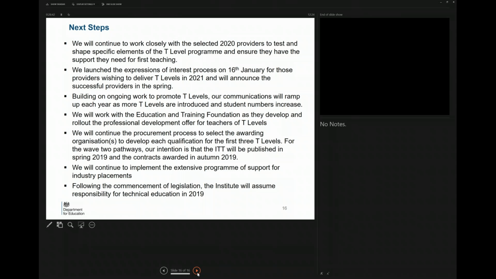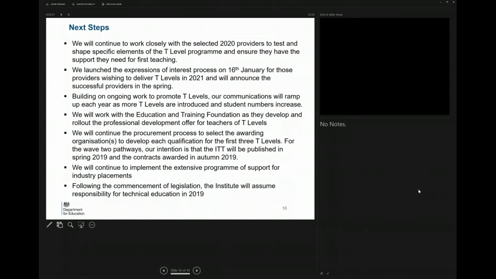I've already mentioned we'll be announcing the outcome of our recent procurement process in the next few weeks, and we'll also be launching our next phase of procurement to select awarding organisations for the T-levels which will be offered in 2021. And we're continuing to implement the extensive programme of support for industry placements as we work with providers and employers to engage them and to support them to start delivering industry placements in the style of T-levels. So that's the end of my slide set, and I'm very happy to take any questions.